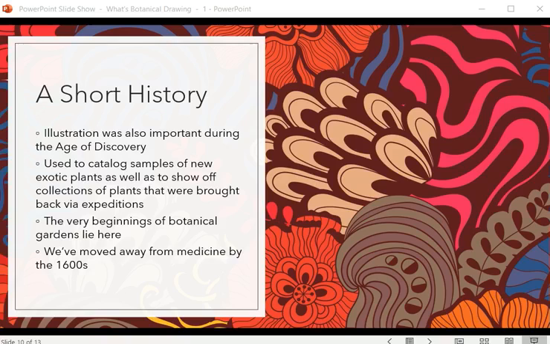And further, the dissemination of these books, made easier by the printing press, not only spread knowledge, but also piqued people's interest, which led to more expeditions, which led to more discovery.